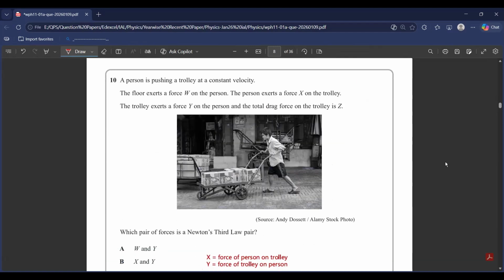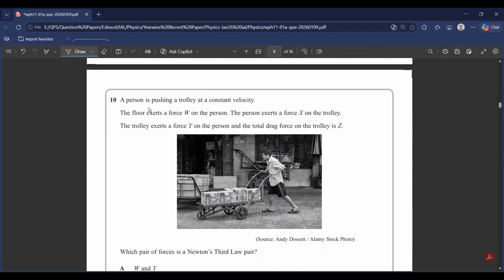Last question, number 10. A person is pushing a trolley at a constant velocity. The floor exerts a force W on the person. Okay, so the floor exerts a force W on the person. The person exerts a force X on the trolley. The trolley exerts a force Y on the person. And the total drag force on the trolley is Z.